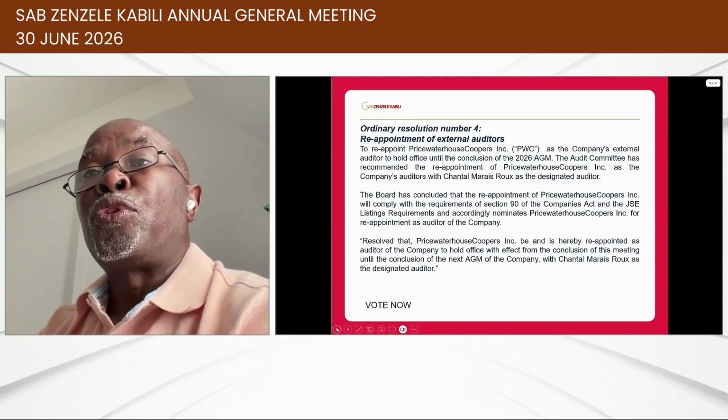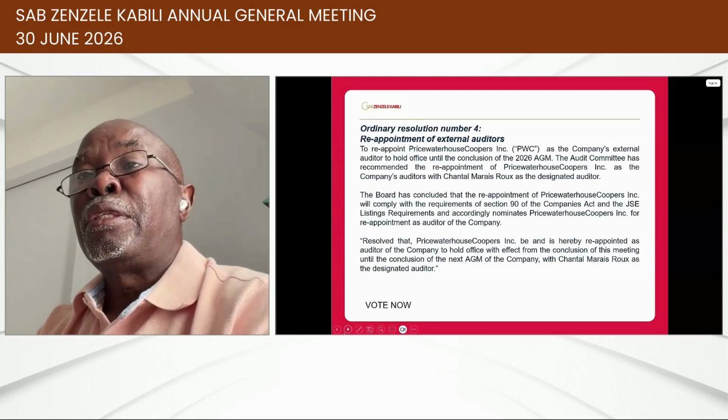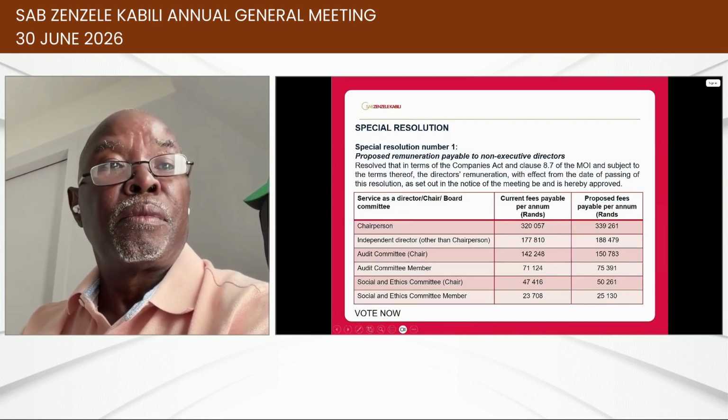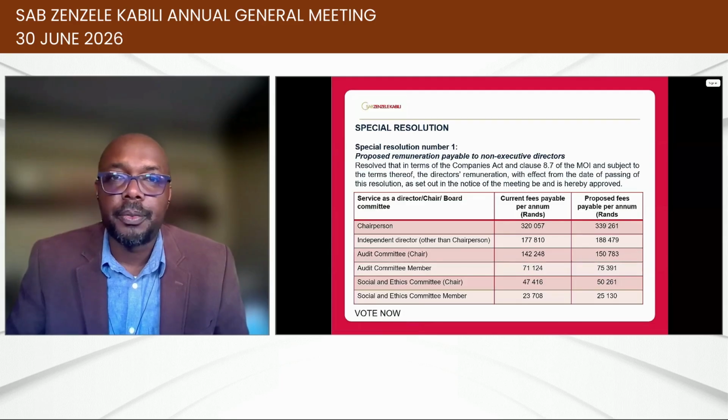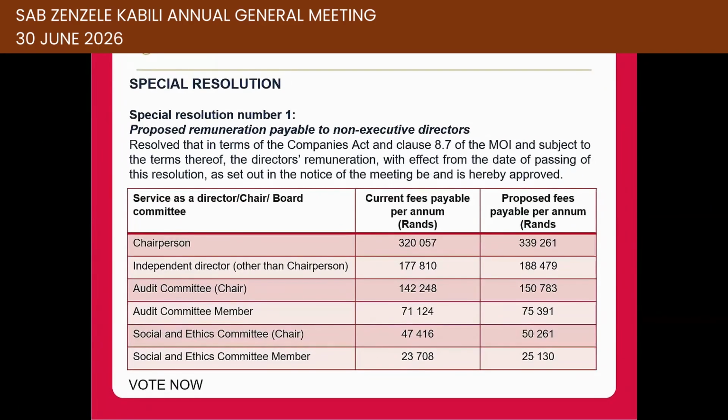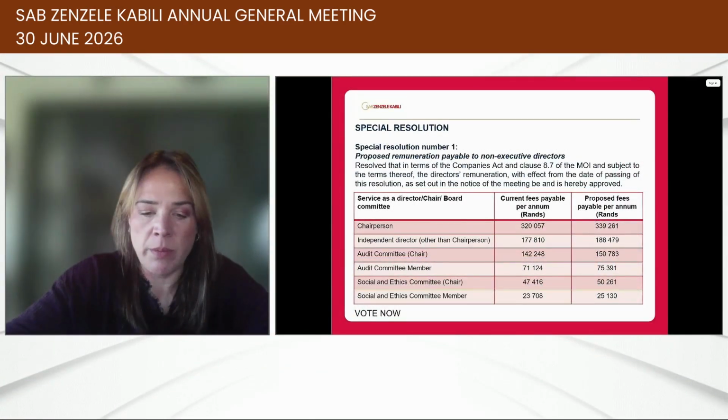Let's proceed to the special resolutions. William? Chair, I will be doing the special resolution. Okay, thank you. Thank you, Chair. So special resolution number 1, which deals with the remuneration payable to non-executive directors. Resolved that in terms of the Companies Act and clause 8.7 of the MOI, and subject to the terms thereof, the directors' remuneration with effect from the date of passing this resolution as set out in the annual report is hereby approved. Are there any questions that shareholders may want to raise?